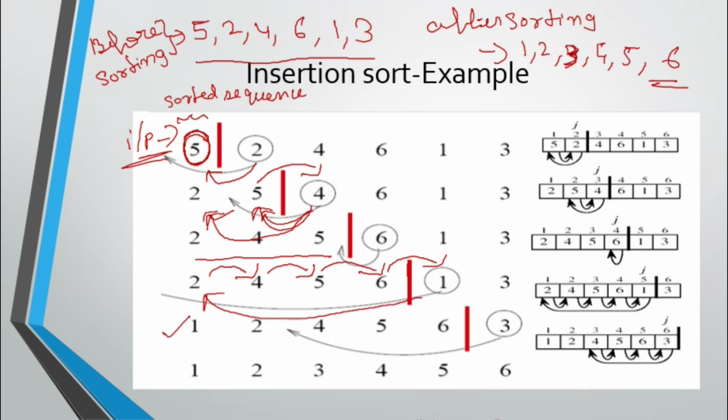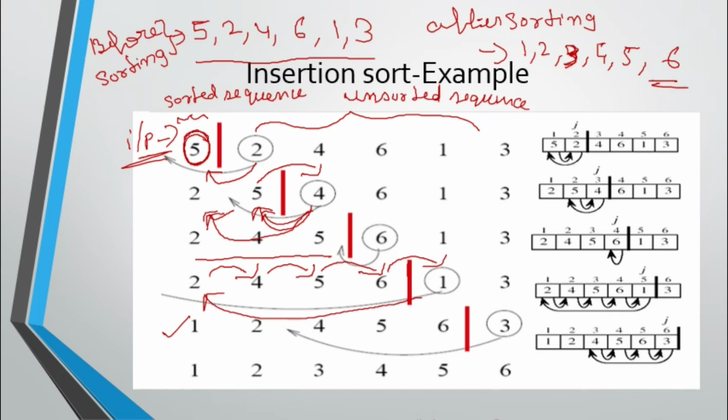Now again 3. Once again you need to move the vertical bar. And once again I am telling you, the numbers to the left of the vertical bar are the sorted sequence, and the numbers to the right of the vertical bar are the unsorted sequence.